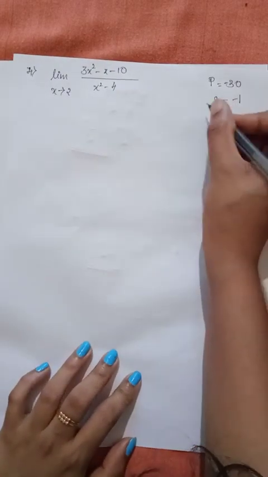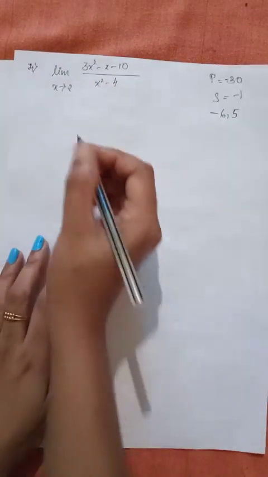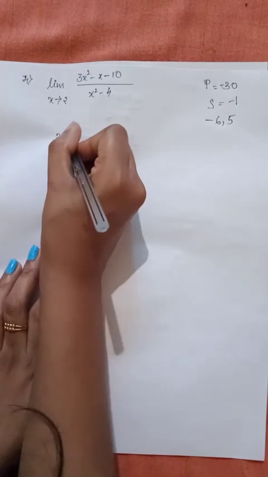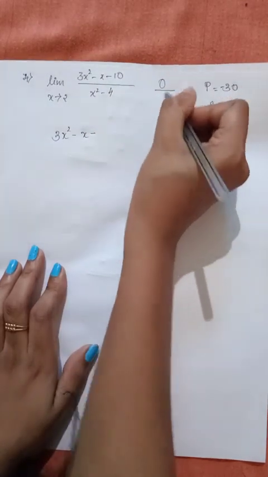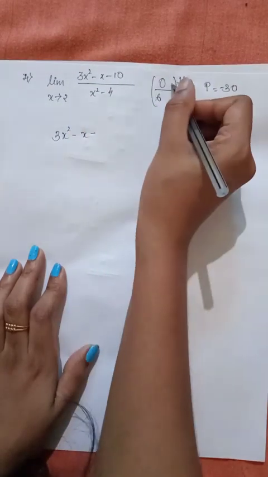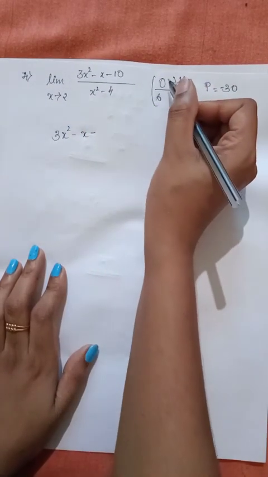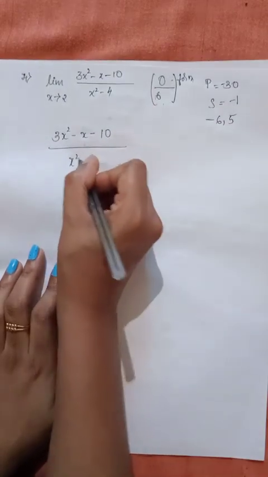So which are the two numbers? Yes, absolutely. It is minus 6 and 5. Correct? Minus 6 and 5. So you write the numerator. First just take that function. Do not apply the limit. If you apply x is equal to 2, you will get it in the form 0 by 0. Okay. If you directly put x is equal to 2, you will get it in the form 0 by 0. That's why we are simplifying it first. Okay. x square minus 4.